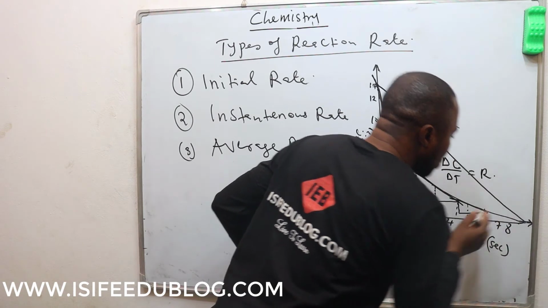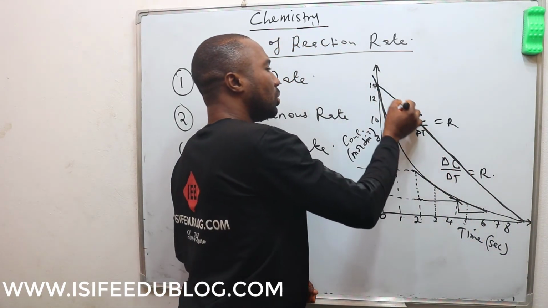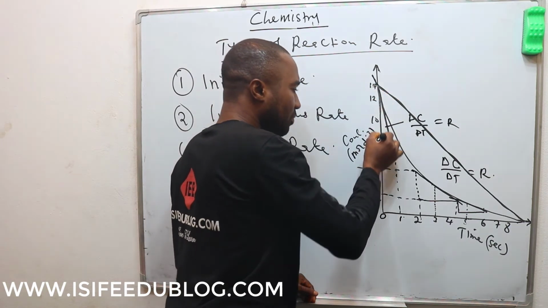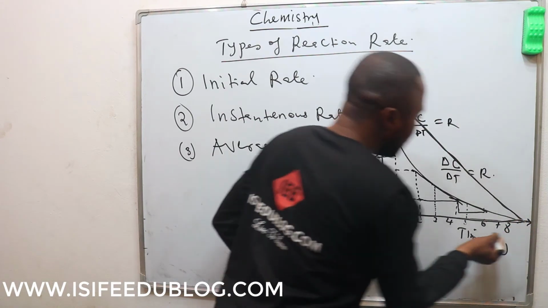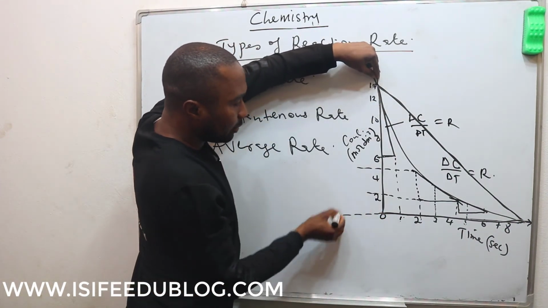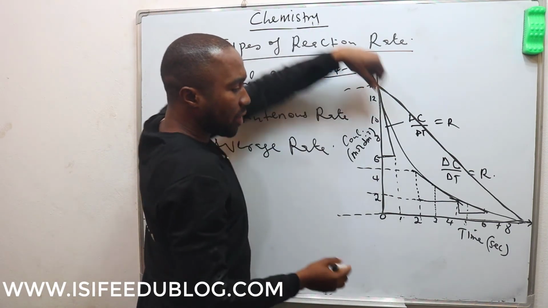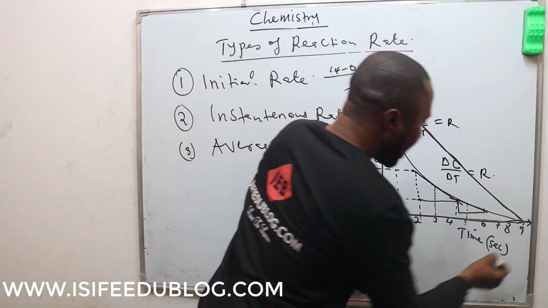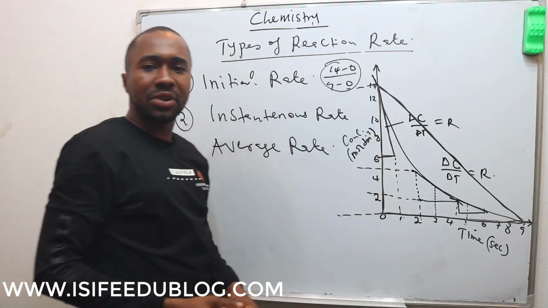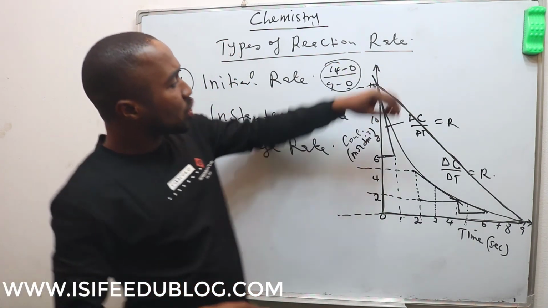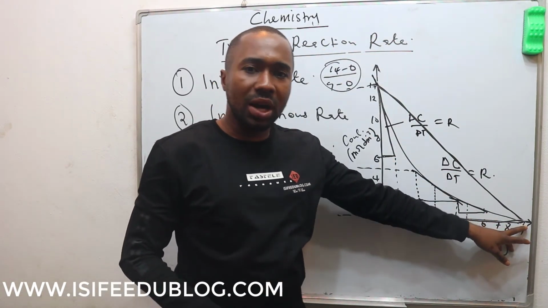This is where the reaction stopped. If you look at this, you are seeing a kind of slope. You can take a slope of this curve. This is like a triangle. So the change in this axis now, which could be 14 minus 0 all over change in the time, 9 minus 0. So whatever I have here is the average rate of the reaction, because it covers from the beginning of the reaction till the end of the reaction.